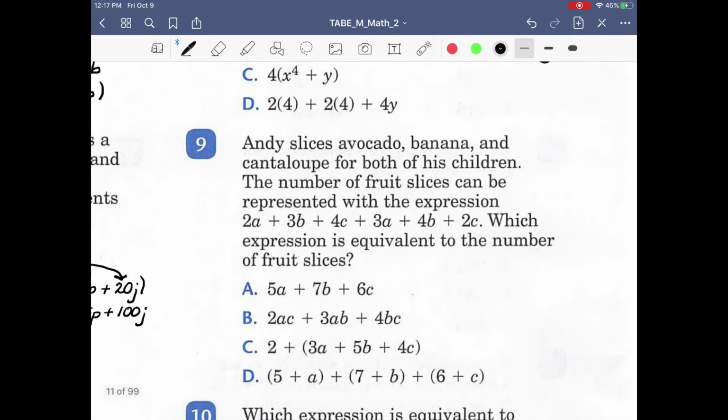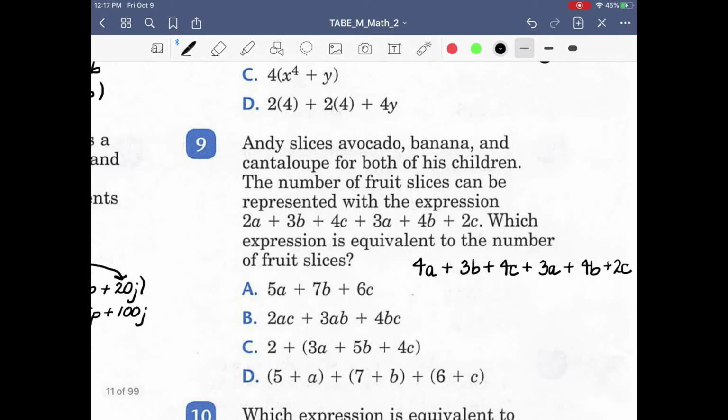Number 9. Andy slices avocado, banana, and cantaloupe for both of his children. The number of fruit slices can be represented with the expression. Which expression is equivalent to the number of fruit slices? The first thing you want to always check is whether you can combine like terms. And we can. There are actually 3 situations here where I can combine like terms.